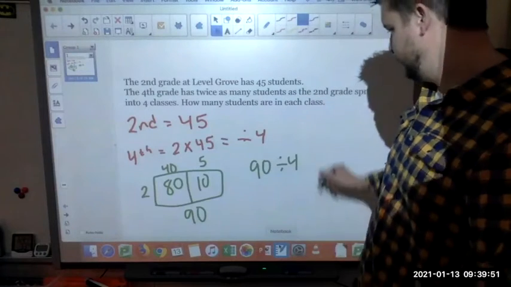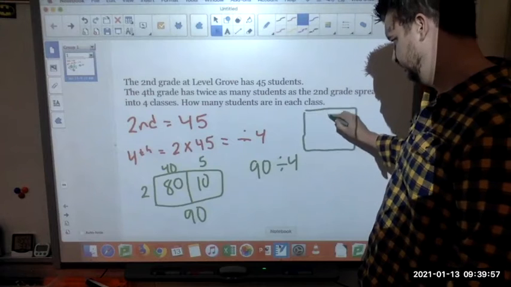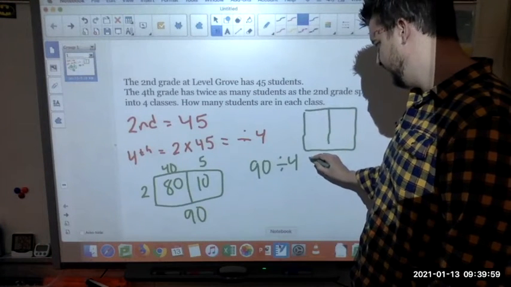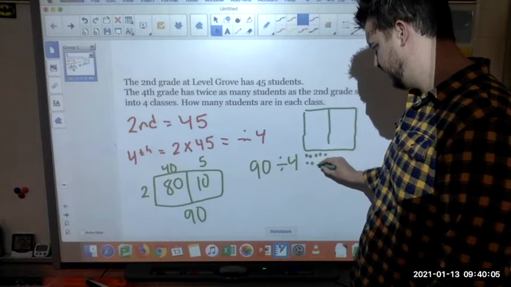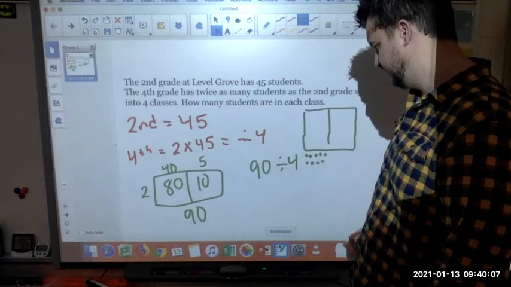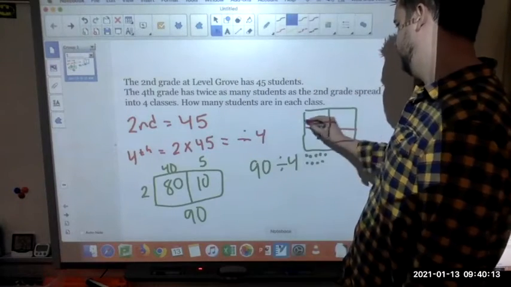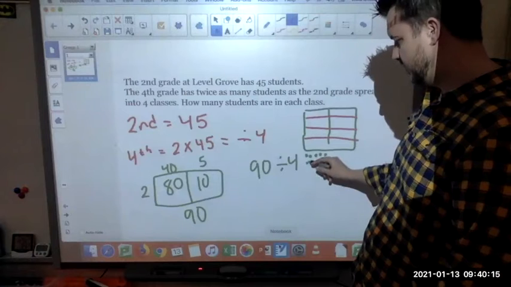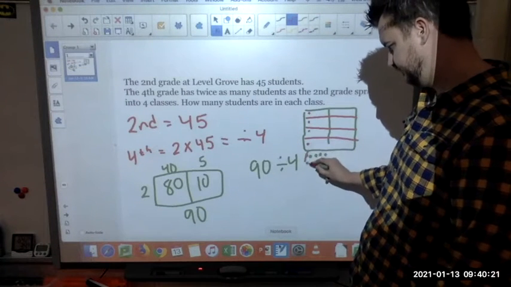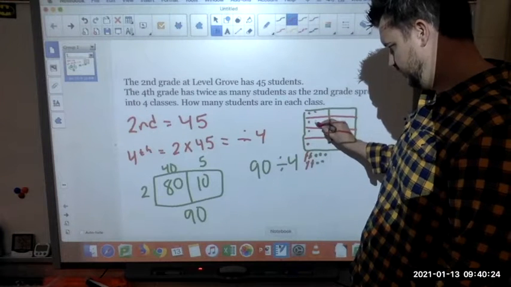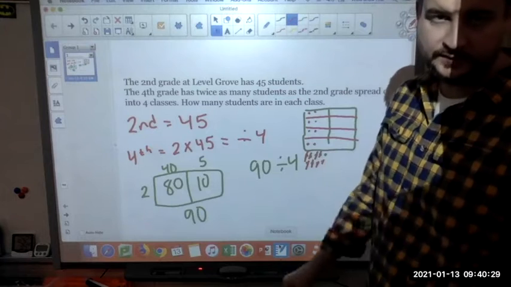So we're going to set this up the way we've been doing it. So I have 90. 1, 2, 3, 4, 5, 6, 7, 8, 9. 9 tens. I'm going to break this into 4 groups. Half, half, half. I'm going to share. There's 4. 1, 2, 3, 4. And I'm left with 1 left over.